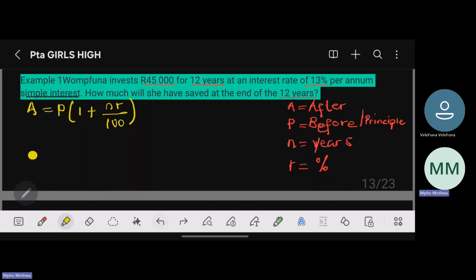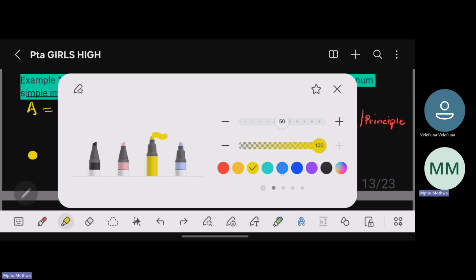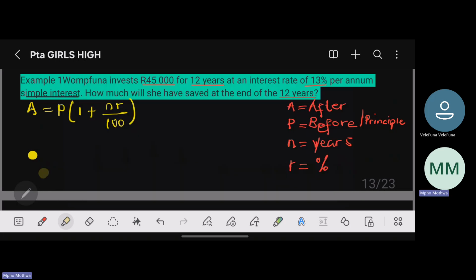Oh, this is not doing justice for us. Let me check which color I can use. I think it's too dark. Let me try this one. Let me see.